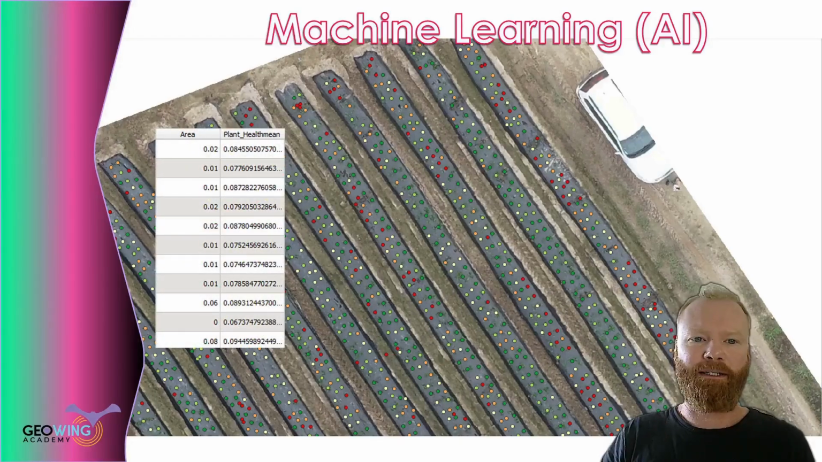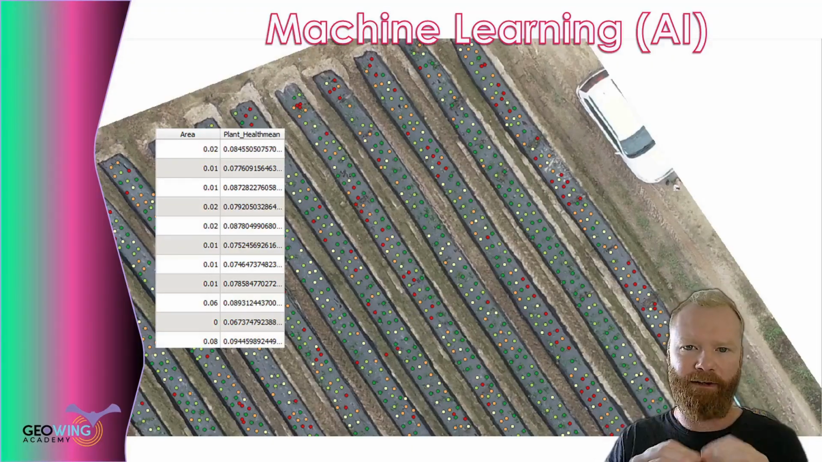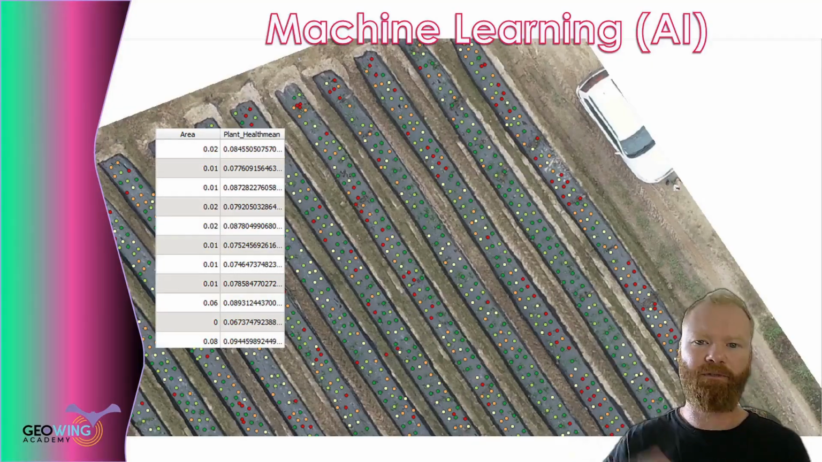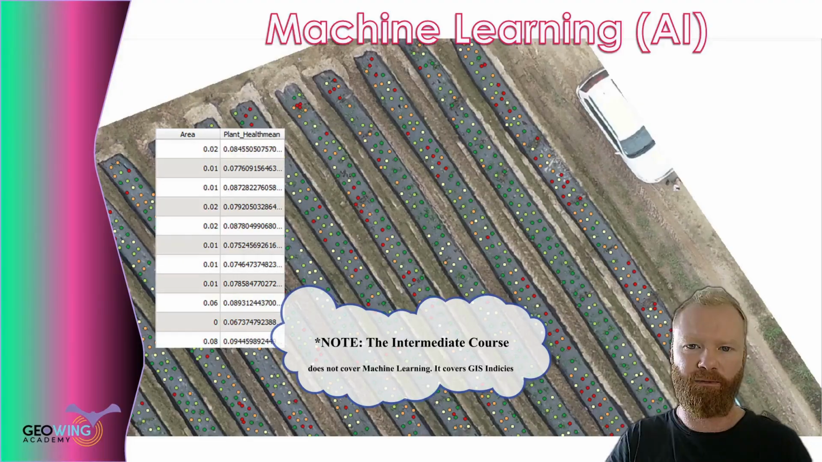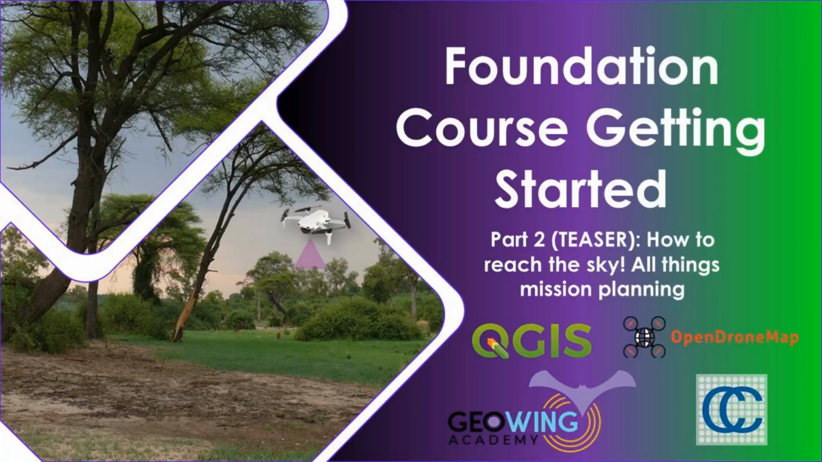And we can then see what some of this information looks like. It's also giving us the cover area or canopy area of each individual strawberry itself. These plant health values we'll get into in a bit more detail in the intermediate course, which follows the foundation course.